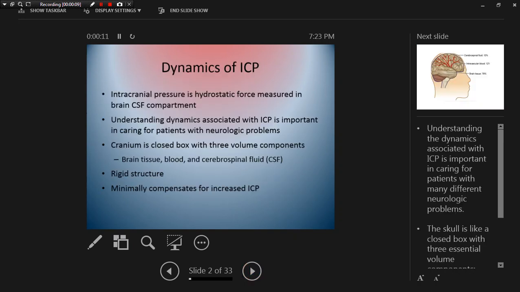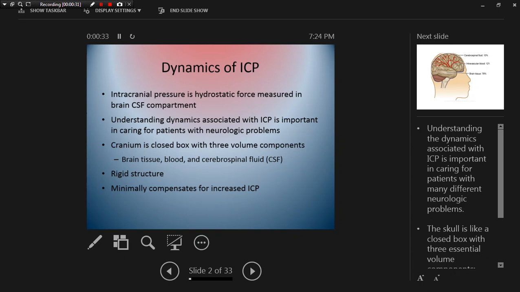So ICP is the hydrostatic force that's being measured in the brain CSF compartment. It's the hydrostatic force that's being exerted against the cerebrum within the cranial cavity. So understanding the dynamics associated with ICP is important when you're caring for neuro patients with problems.